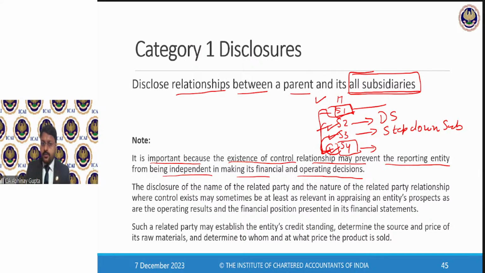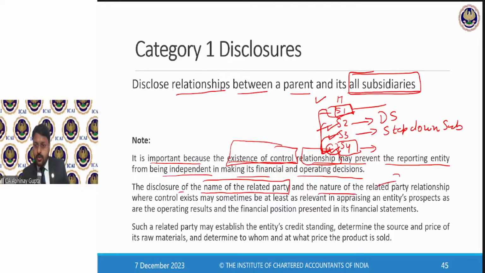Because in spite of the fact there are no transactions, there must be some existence of control and relationships which may affect the decisions of these entities, right? So for that purpose, awareness is the objective, right? Awareness about the group structure. The disclosure of the name of the related party, that is the entity's name, and the nature, that is whether it is a holding or a subsidiary or a fellow subsidiary or a step down subsidiary, right? So that we need to disclose.